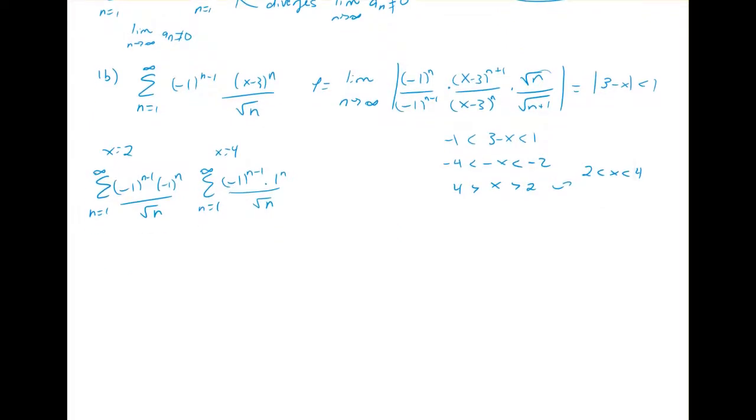So we have 2 endpoints plugged in, and now we have to test each one. Now, if you look at this one over here, 1 to the n is just 1, so it's kind of irrelevant. You don't really need that. And now we have something that's alternating, right? It's going from positive to negative, positive to negative. It's flipping back and forth every time. So this is an alternating series.